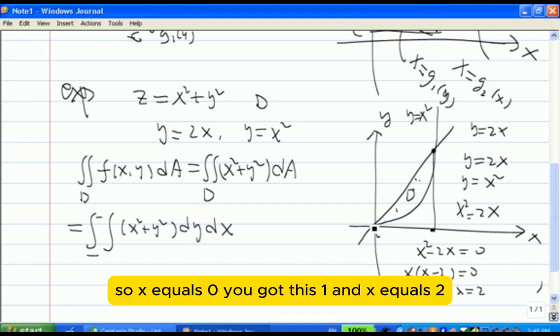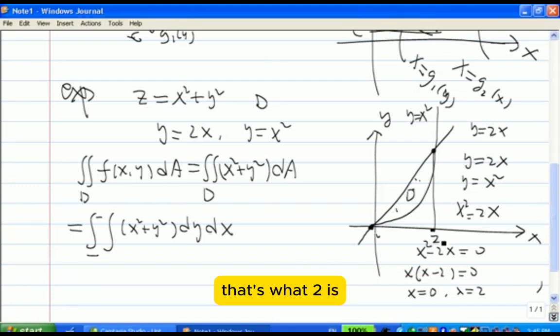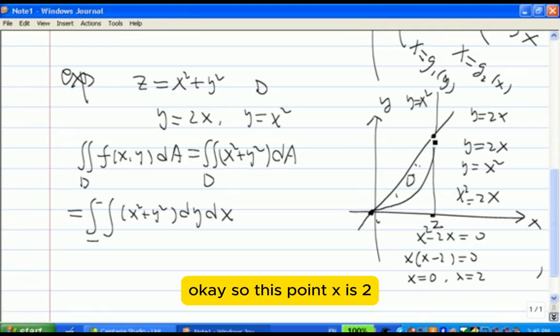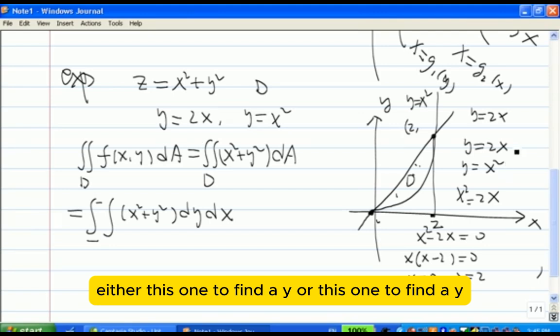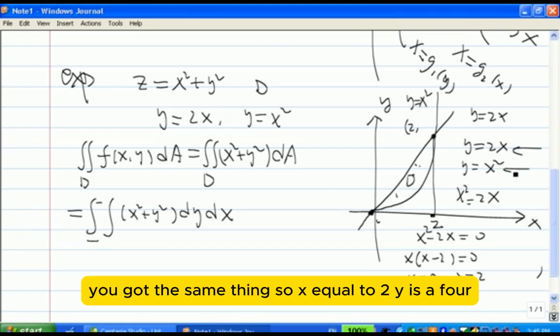So x equals 0, you get this one. And x equals 2, that's where this point is. Okay, so at this point x is 2, what is y? With x equals 2, you can use either this equation to find y or this one. You get the same thing. Okay, so x equals 2, y is 4.